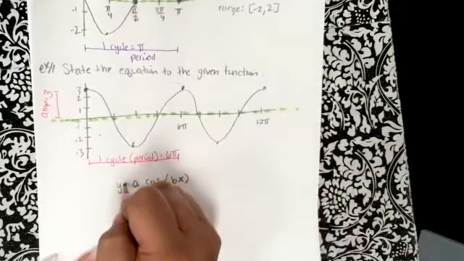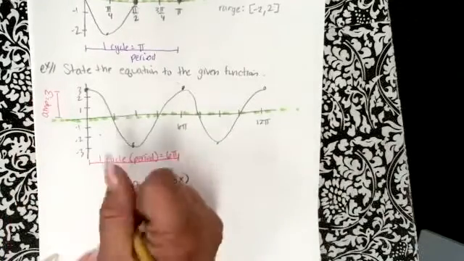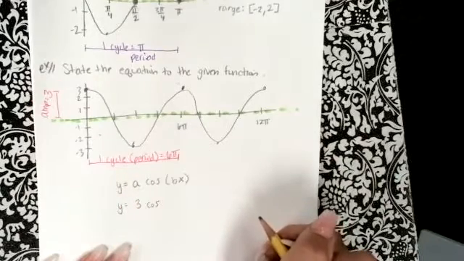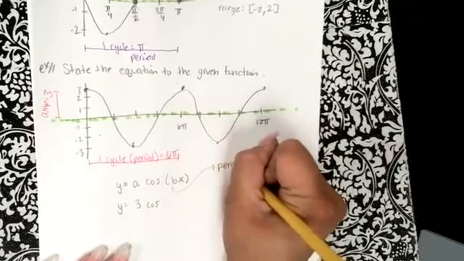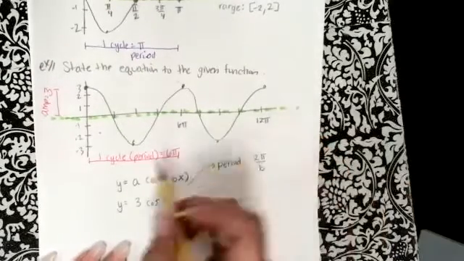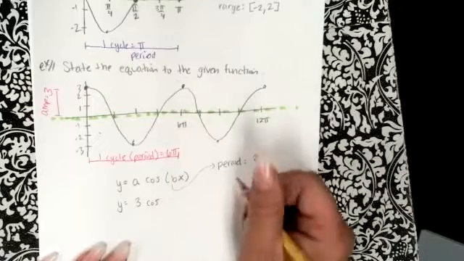I already know what the a is. That's the amplitude. The amplitude is 3. So this is y equals 3 cosine. Now I need to find out what the b is. Now remember that the period was equal to 2 pi divided by b. Well, I know what the period is. The period is 6 pi. So I'm going to plug a 6 pi right here.